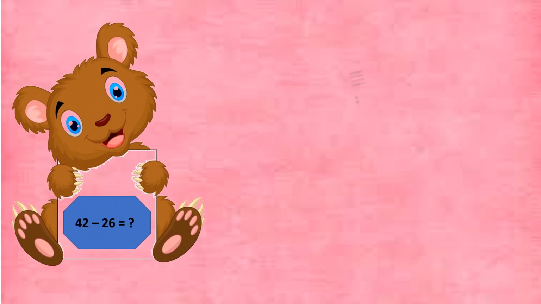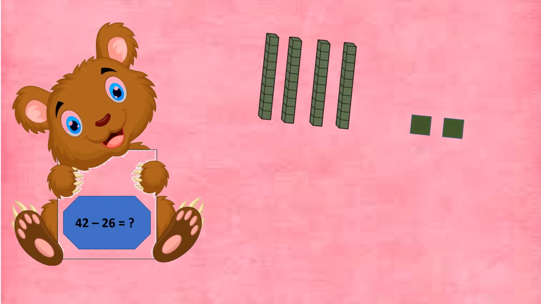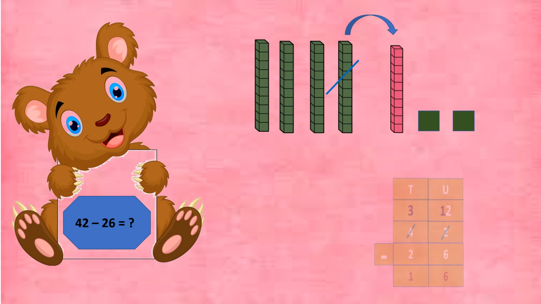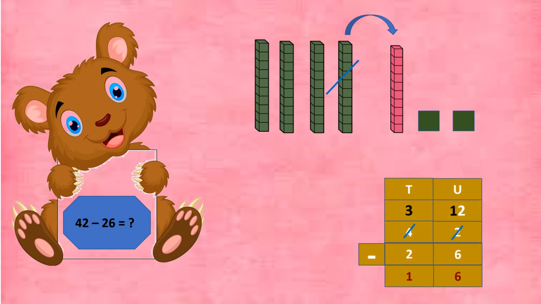Take a look at this number, 42 minus 26. Rules are the same. We subtract the units first. But I cannot subtract 6 from 2. So I'll exchange. Rather, I'll borrow 10 from the house of tens, and now I have 10 plus 2, that is 12 units. On subtracting 6 from 12, I'm left with 6 in the units place.